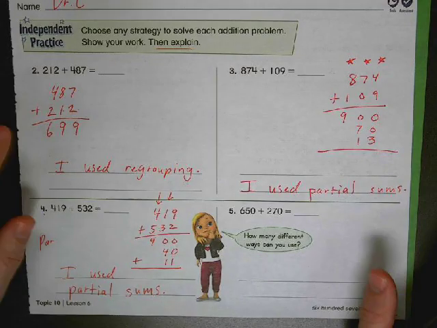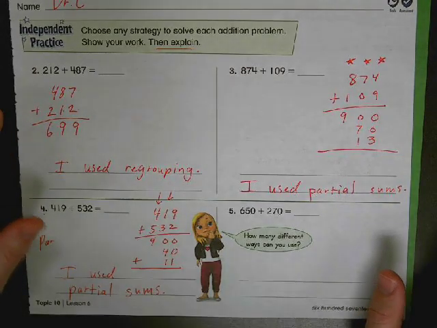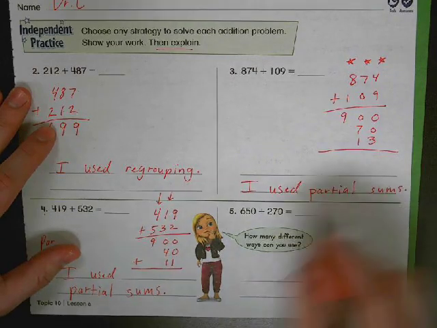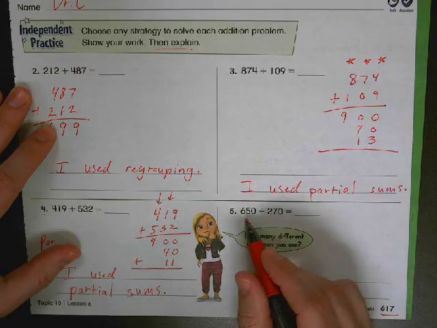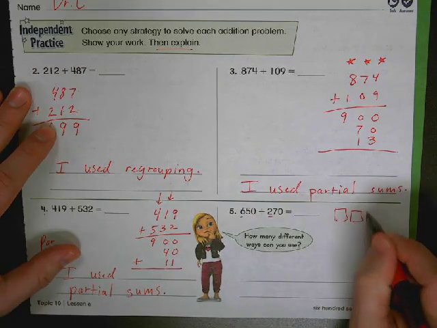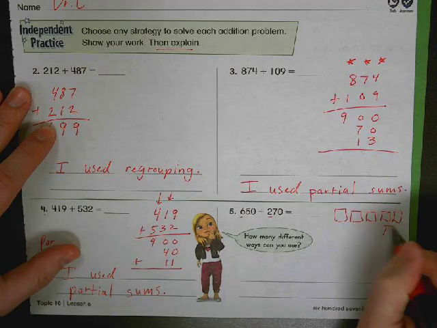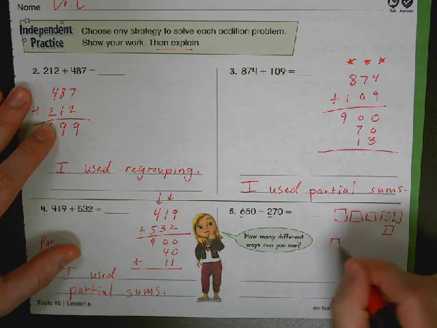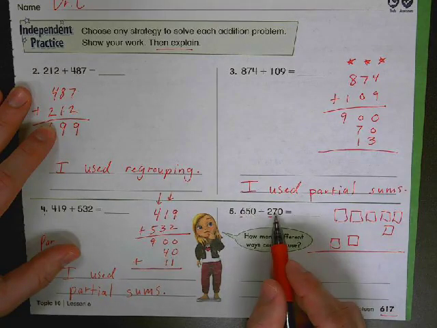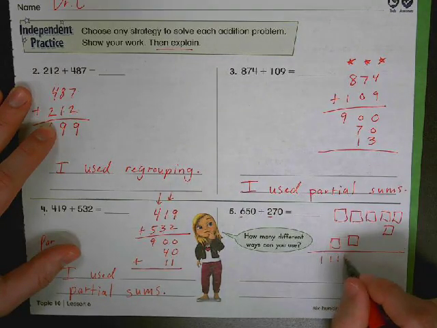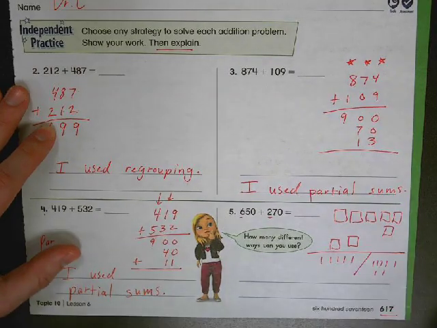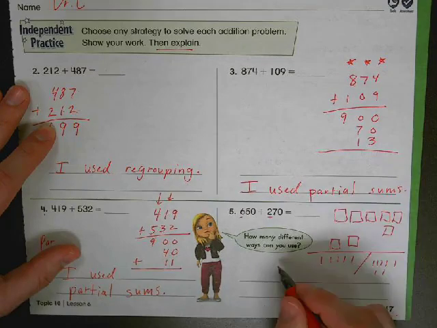So down at the bottom, you could do regrouping. You could do mental math if you wanted to. You could draw a picture. 650 plus 270. Let's draw them. Let's do 6 hundreds, and then 2 more. 1, 2. Here's my hundreds. 5 tens, 7 tens. 1, 2, 3, 4, 5. 1, 2, 3, 4, 5, 6, 7. Okay. And then 0 and 0 ones is 0 ones.